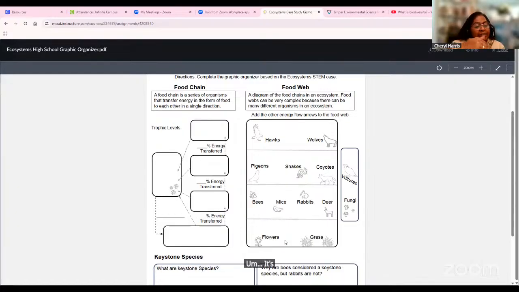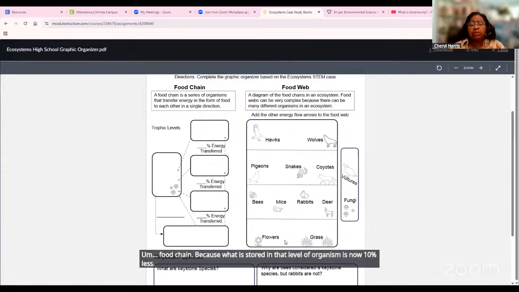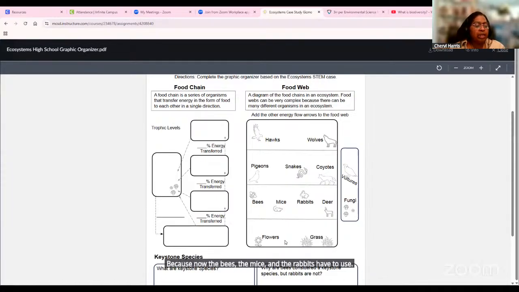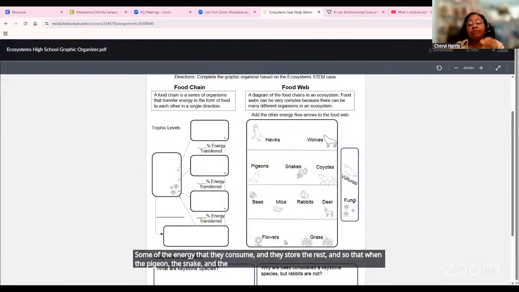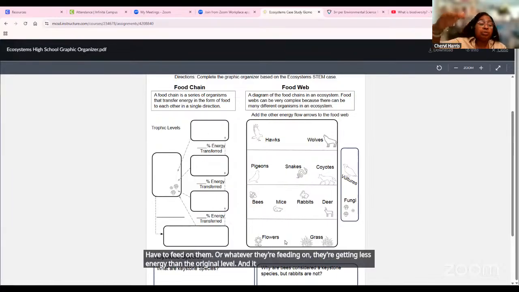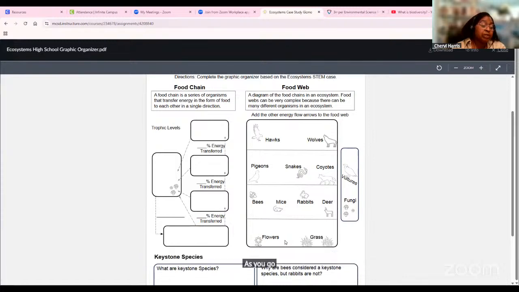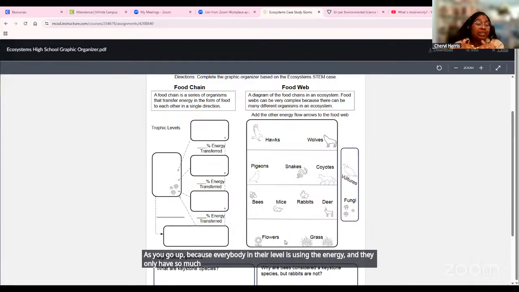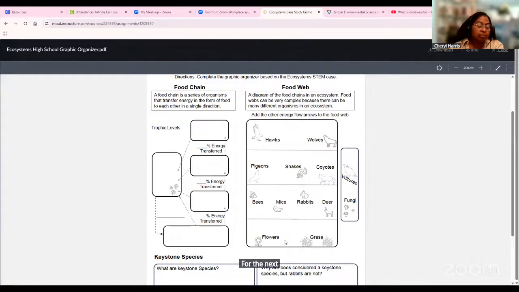It's 10% less every time you go up the food chain, because what is stored in that level of organism is now 10% less, because now the bees and mice and the rabbits have to use some of the energy that they consume, and they store the rest. And so when the pigeon, the snake, and the coyotes have to feed on them, or whatever they're feeding on, they're getting less energy than the original level. And it keeps decreasing by 10% as you go up, because everybody in their level is using the energy, and they only have so much left over for the next predator.